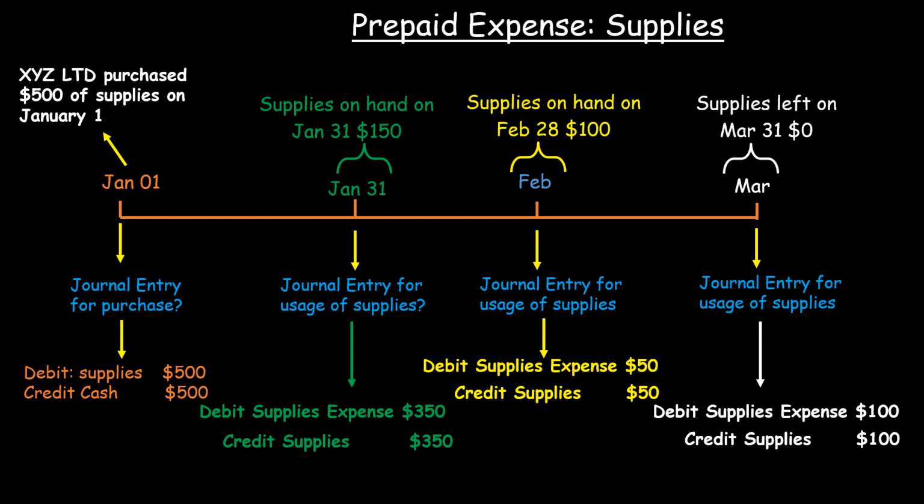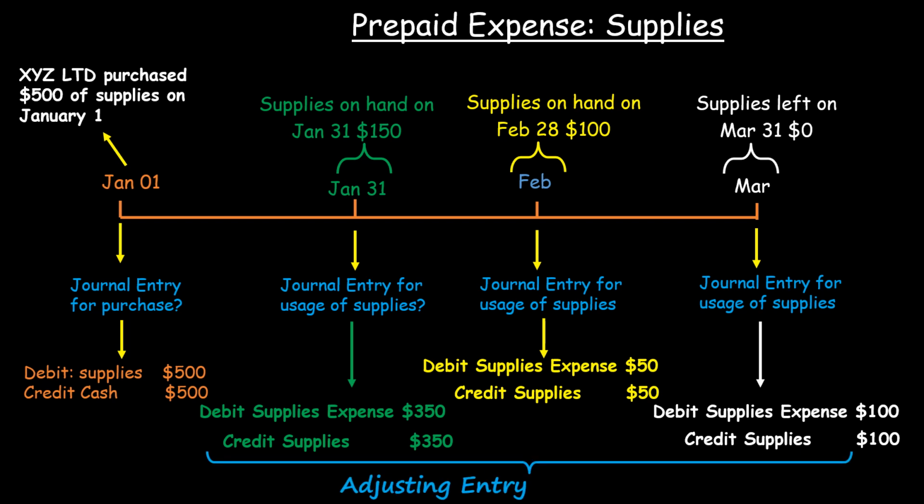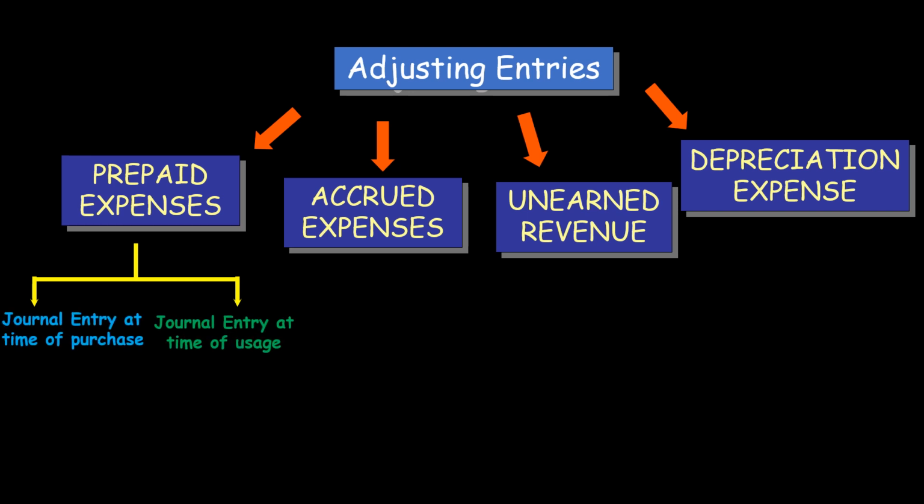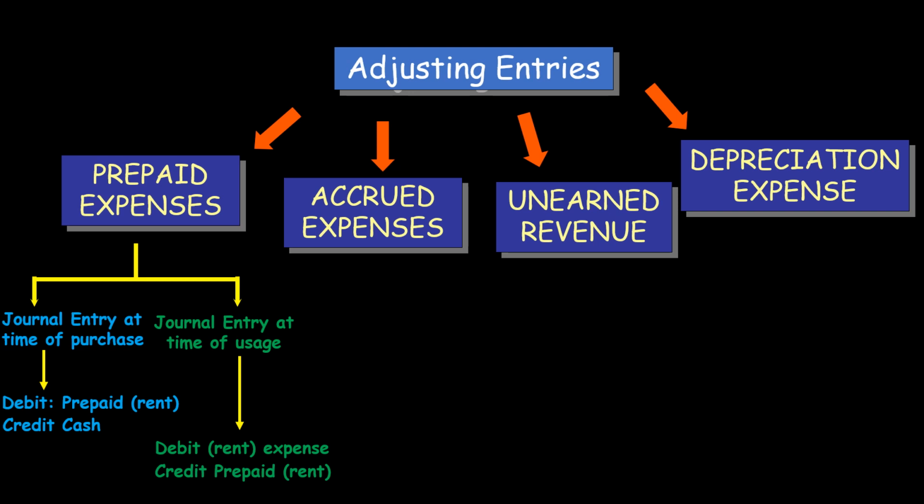So this was prepaid. I hope this was helpful. These are the adjusting entries. Just to give you a reminder that these are the four types of adjusting entries. So the adjusting entries for prepaid are at the time of purchase and at the time of usage. When you buy them, remember to debit the prepaid plus the name of the service you are purchasing, so prepaid rent, and credit cash. And when they have been used, you are going to debit an expense in the name of the expense, say rent expense, and credit the prepaid.